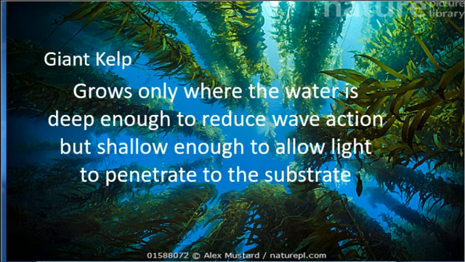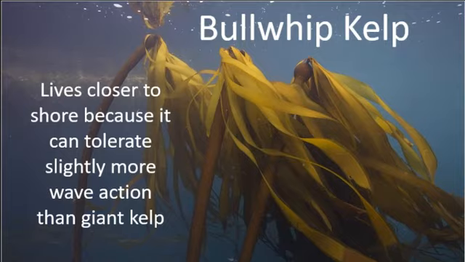Okay. Giant kelp grows only where the water's deep enough to reduce wave action, but shallow enough to allow light to penetrate into the substrate. All right, and we can see from the picture, we're looking up at these gigantic trees, right? So that's where the forest idea comes from. Here's our bullwhip kelp. Look, it has that long stipe with all of its fronds hanging off the end like a little whip. It lives closer to the shore because it can tolerate slightly more wave action than the giant kelp. So it moves around. It probably looks pretty cool while it's moving around in the water.